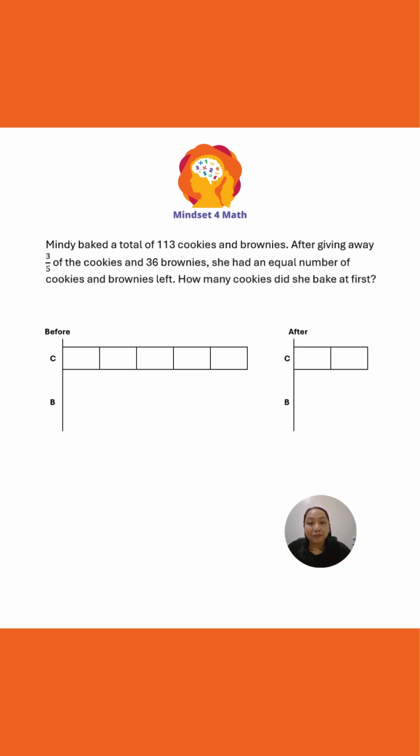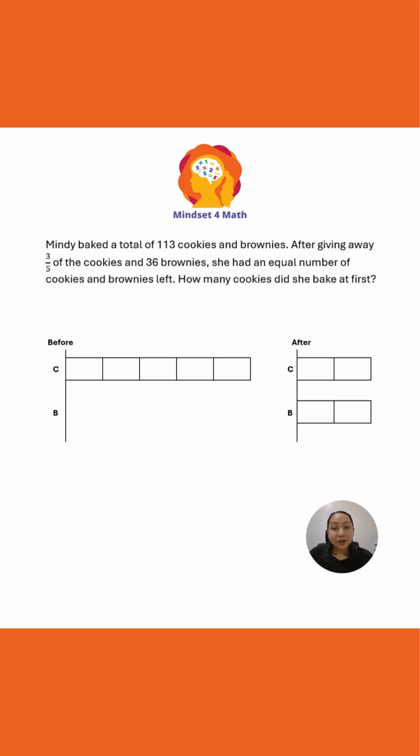And as for the after model, I will represent the cookies using just 2 units because if she gave away 3/5 of the cookies, that means we take away the 3 units, we will only have 2 units left for the cookies in the after model.